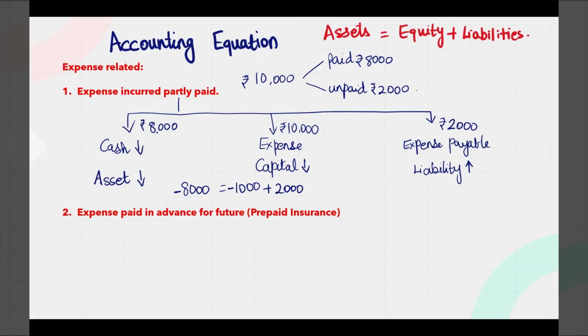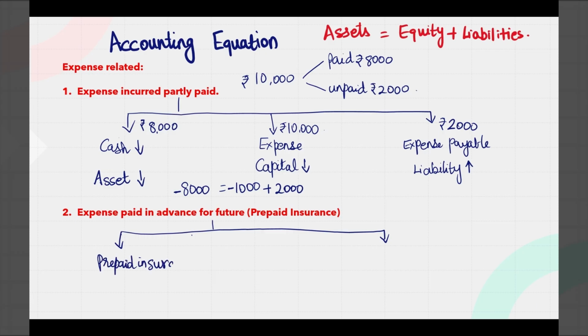Moving on to the next transaction, expense paid in advance for future, like prepaid insurance. So, prepaid insurance is what? The insurance premium I have paid in the current year for the next financial year. So, in that case, what happens? Next year's payment I have already paid in advance. That means it is an asset for me. Service is yet to be received, but before receiving the service, I have paid. So, that is an asset. Prepaid insurance is an asset.